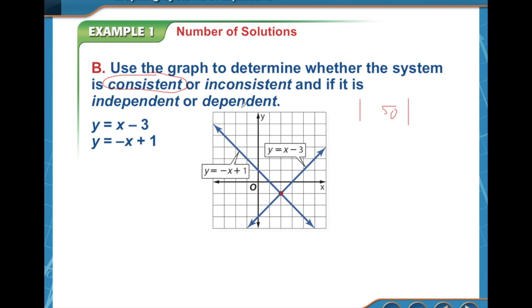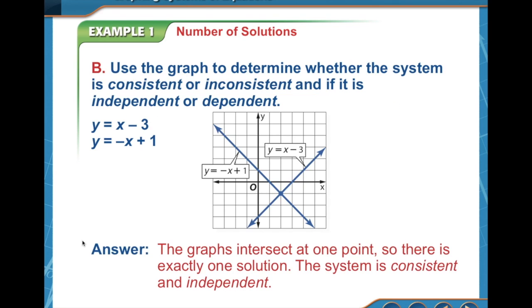Now, what about independent or dependent? Well, independent means one solution. Dependent means infinitely many solutions. Since we see only one solution here, the red dot that I drew us, we know our answer then is independent. Remember, independent, like a person who is independent, is somebody who's strong on their own by themselves. So by themselves, by ourselves here is one answer, only one. So consistent and independent.